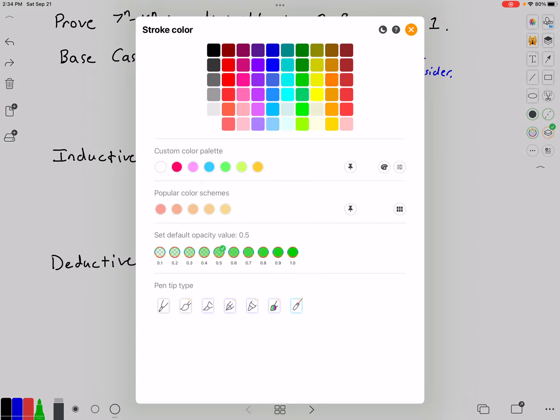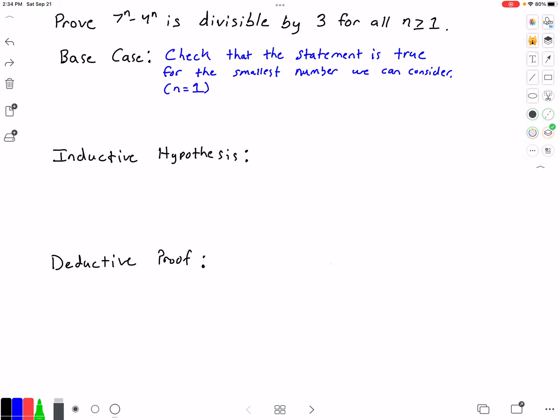I'm going to change the color here to green. Well, now we substitute 1 wherever we see n in our original statement. So we get 7 to the power of 1 minus 4 to the power of 1. And this is equal to 3. And now we check, is 3 divisible by 3? The answer is yes. So this statement is true. And that's good. If it was false, then we have already disproven this.